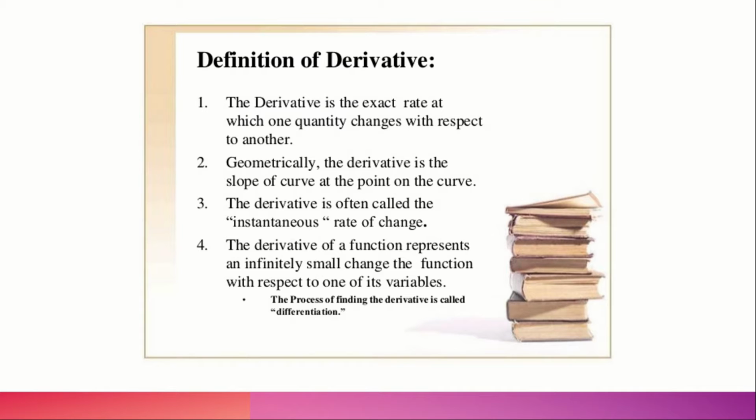Geometrically, the derivative is the slope of the curve at the point on the curve. So it is the slope of the curve at the point on the curve when it is drawn graphically. The derivative is often called the instantaneous rate of change. Instantaneous means at any instant it changes its state. The derivative of a function represents an infinitely small change in the function with respect to one of its variables. So the process of finding the derivatives is called differentiation.